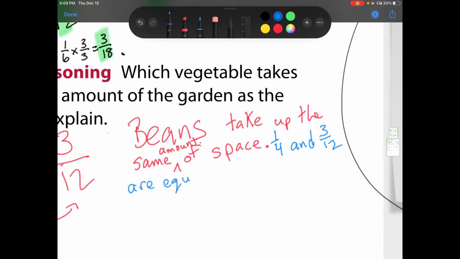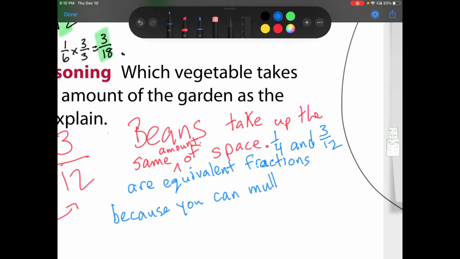So 1/4 and 3/12 are equivalent. I remember my base word in equivalent is equal. So we're saying these fractions are equal. 1/4 and 3/12 are equivalent fractions because you can multiply. And what did we multiply? Remember, we multiplied the numerator and denominator. It's always the numerator and denominator because you can multiply the numerator and denominator.